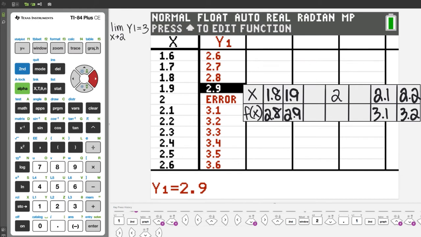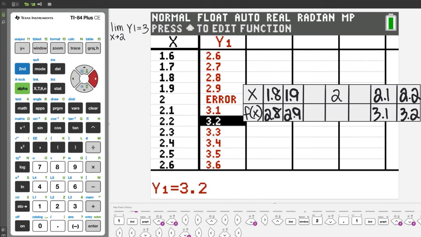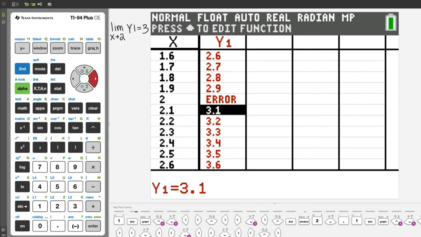You could also enter the values for 2.1 and 2.2. So notice that the value in between 2.9 and 3.1, we're expecting it to be 3.0. So not really surprised by that fact, because it really completes that pattern. And there's still that error there.